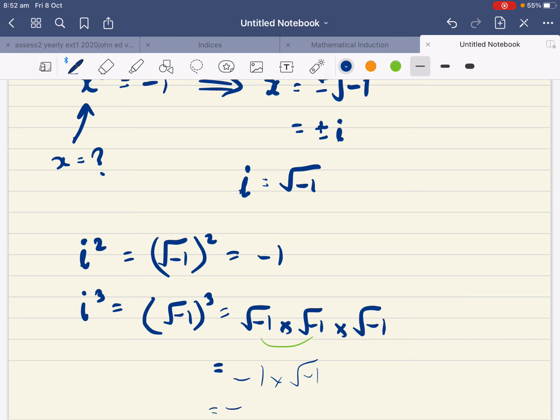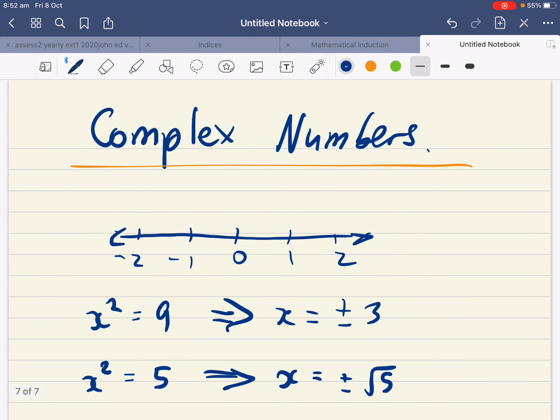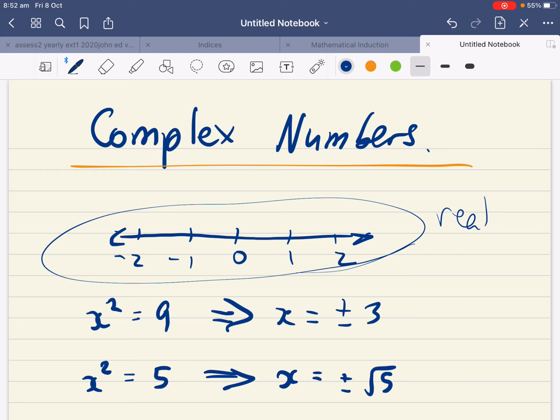So it ends up becoming minus i, right? Remembering that, hey, the square root of minus 1 is i. So this is what i is. Now, complex numbers and the numbers that we're going to see, part of the number may belong to our normal real numbers.